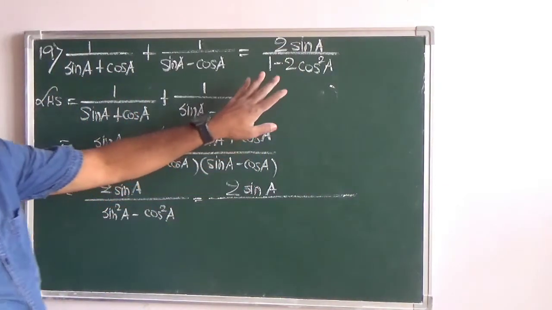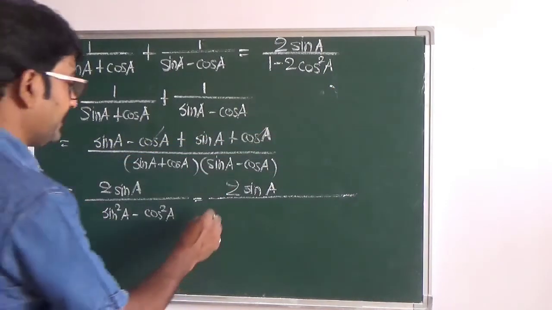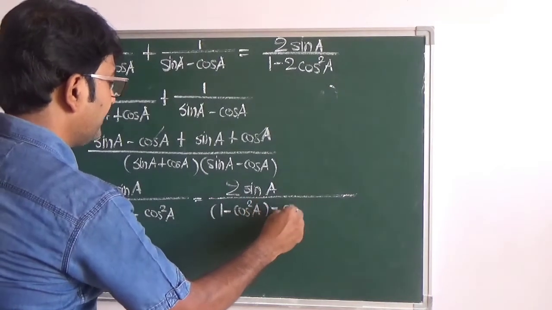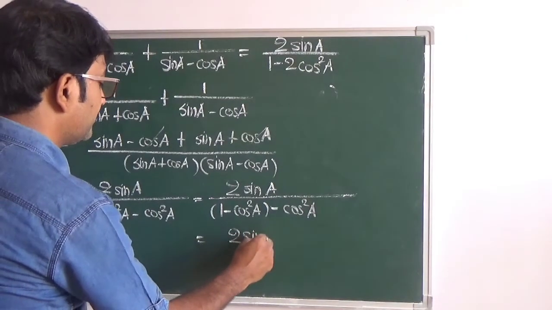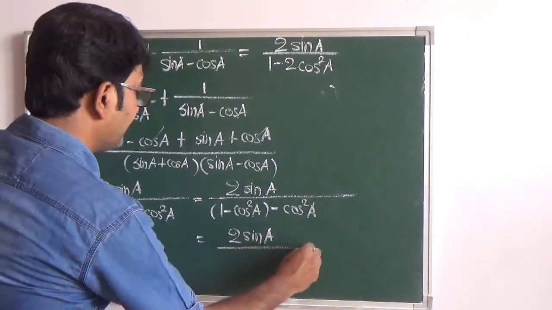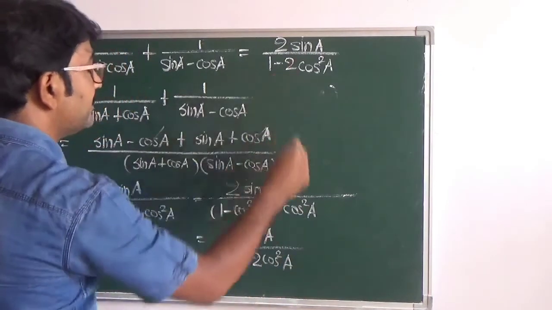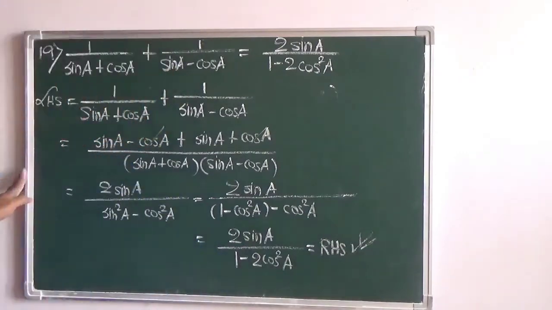In the denominator we have 1 minus 2 cos square A. Sin is not appearing, so change sin square A as 1 minus cos square A, minus cos square A. So this gives 2 sin A divided by 1 minus 2 cos square A, which is our final result, that is on the right hand side. So this is question number 19. Just go through it, then moving on to question number 20.